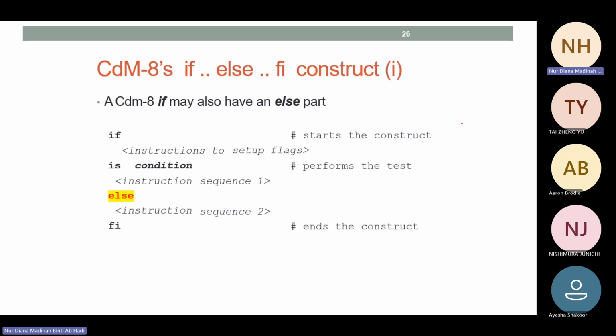So this is the if else P construct. The construct may also have an else part. As we already know just now, this one is a single if. This one is an if else statement. If instruction to set up your flags, and then you have your conditions, instruction sequence 1, else instruction sequence 2. And you're going to end your loop.